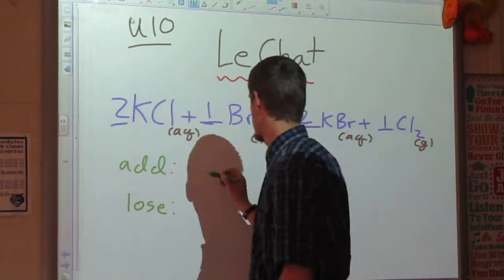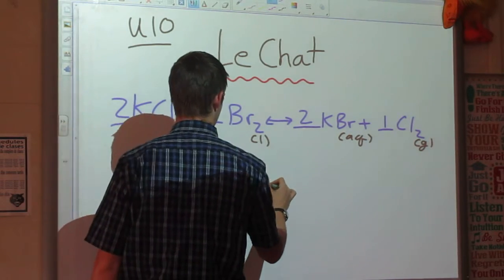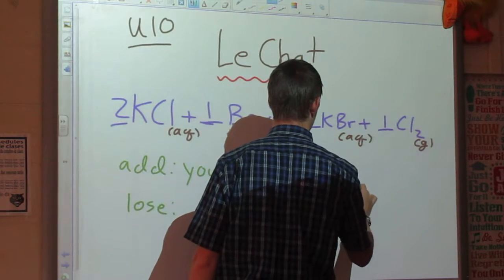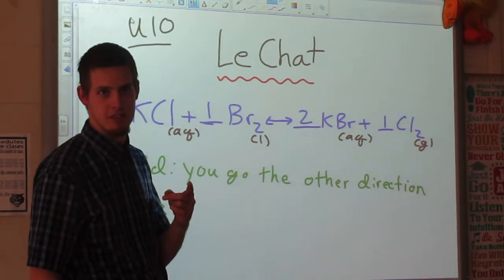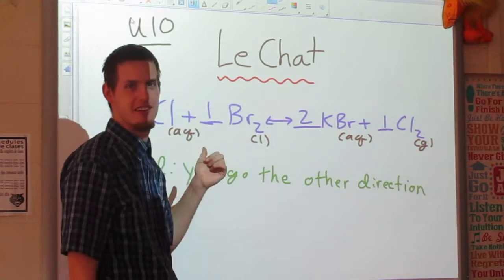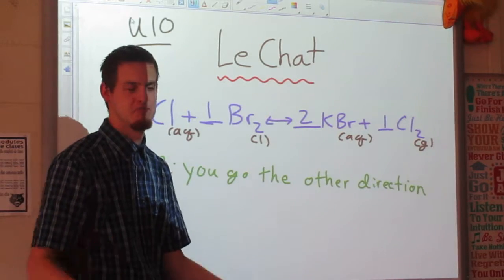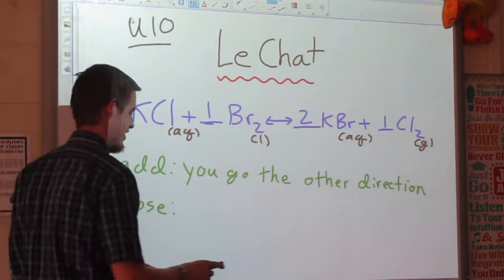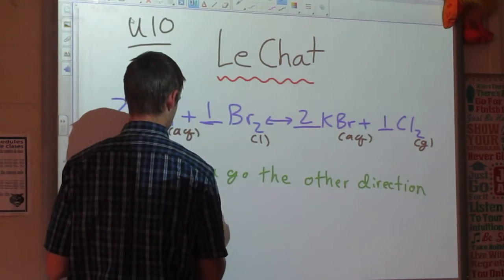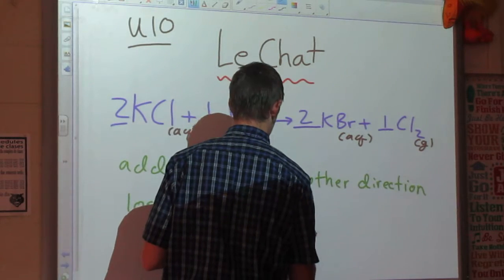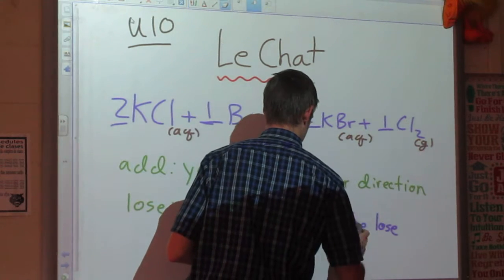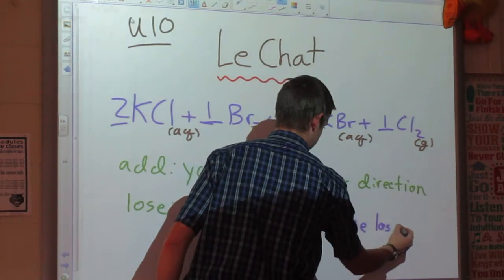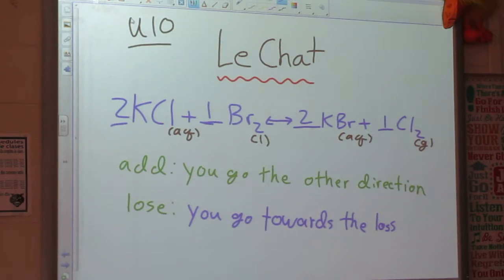So when you add something, you go the other direction. There can be two directions. You can go this way or that. And when you lose something, you go towards it. Because again, when you lose something, you want to make up for it, okay?